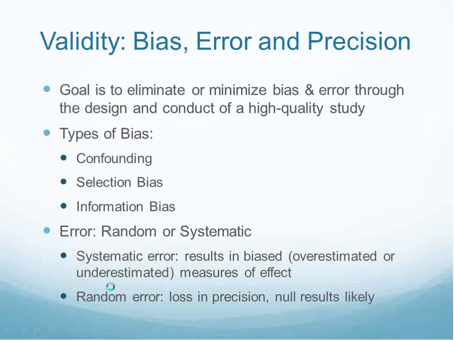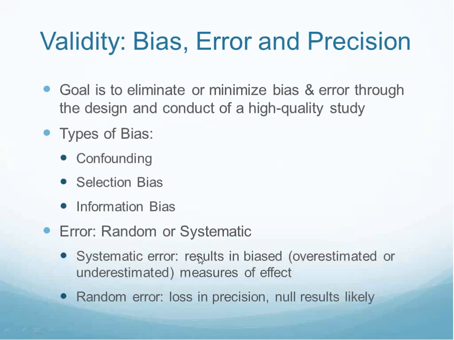So another thing you want to consider when interpreting studies is bias, error, and precision. As an epidemiologist, the goal is to eliminate or minimize bias and error through the design of a high-quality study. And things we consider are confounding bias or confounders. And I'll have a single slide on each of these. Selection bias and information bias. And then different types of error. Is the error random or is it systematic? That's a very important distinction.